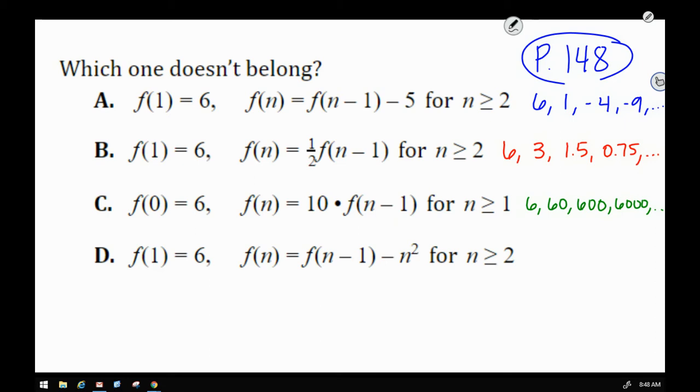Did anybody say that one doesn't belong? Why? I've never seen it squared before. Never seen N squared? Well, I did once in the video. Okay, I would agree with that.